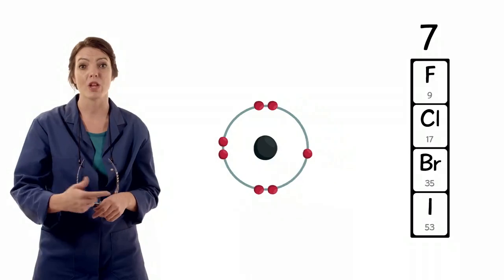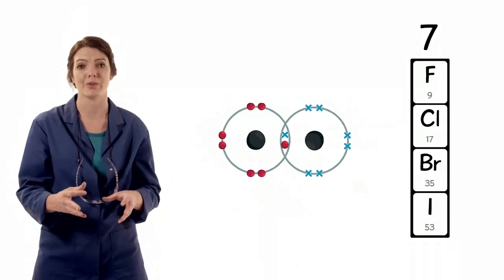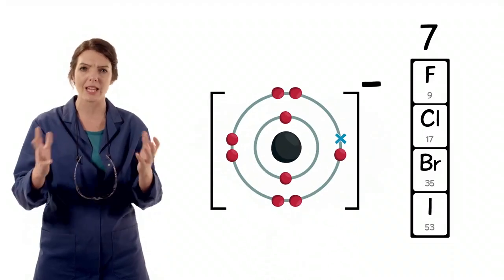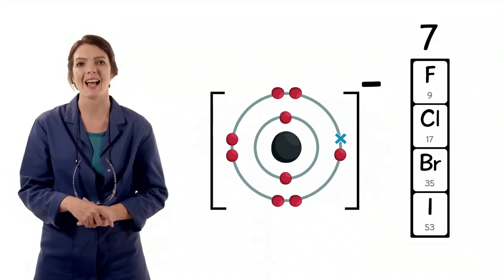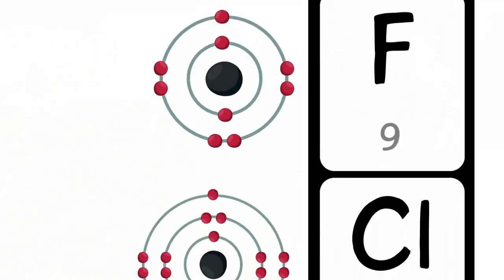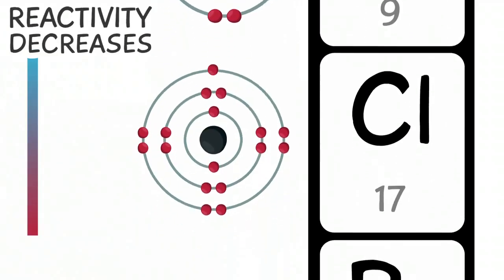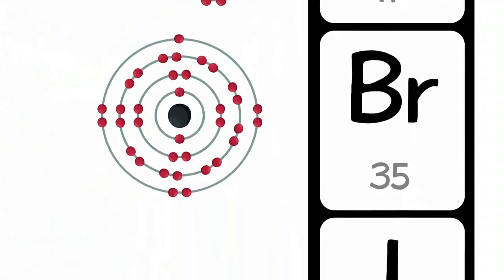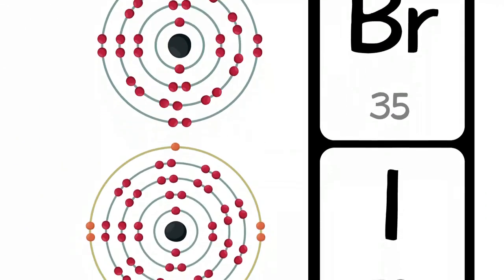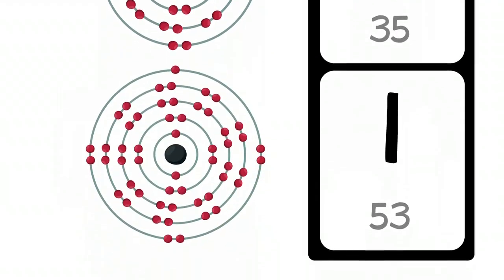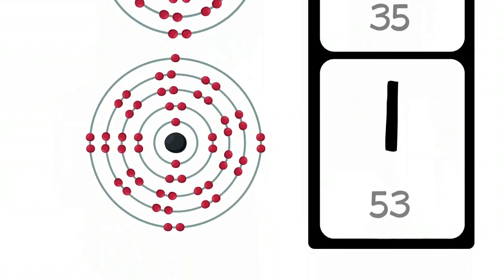They share one with another atom to form molecules. In reactions, each atom gains an electron to complete its outer shell, forming a negative ion. As you go down group 7, the reactivity of the elements decreases. The atoms have more filled electron shells, so the outermost shell gets further from the positive nucleus, and it's more difficult to attract and gain an electron.